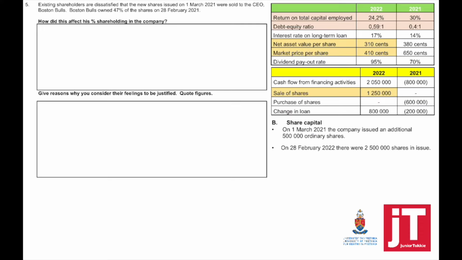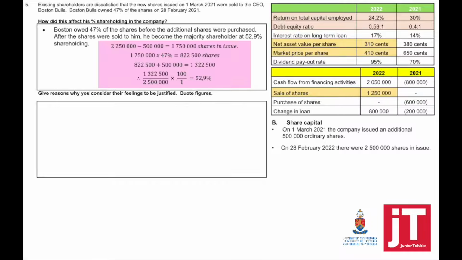Question 5. Existing shareholders are dissatisfied that the new shares issued on the 1st of March 2021 were sold to the CEO, Boston Buller. Boston Buller owned 47% of the shares on 28 February 2021. How did this affect the percentage shareholding in the company?